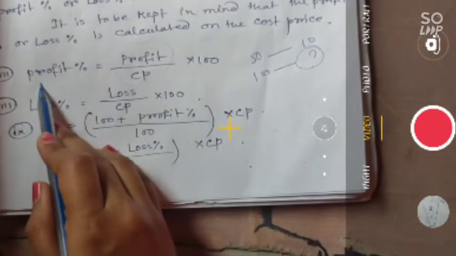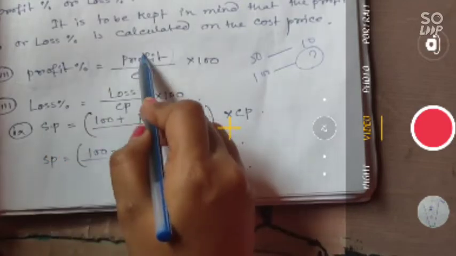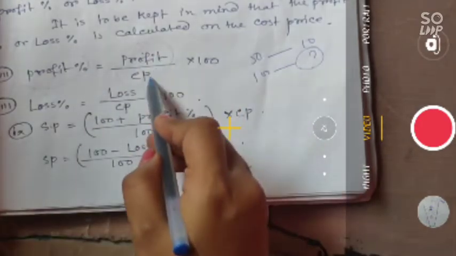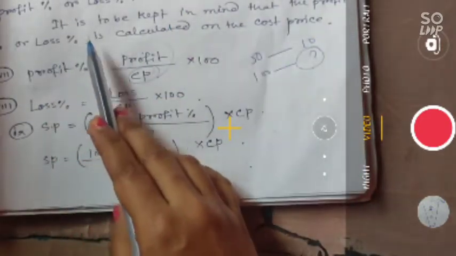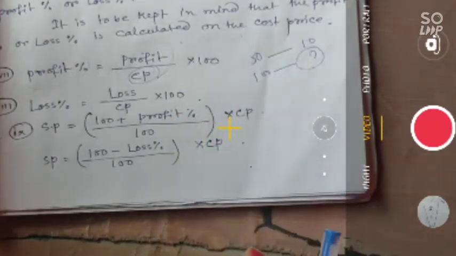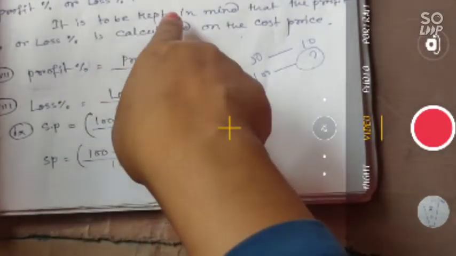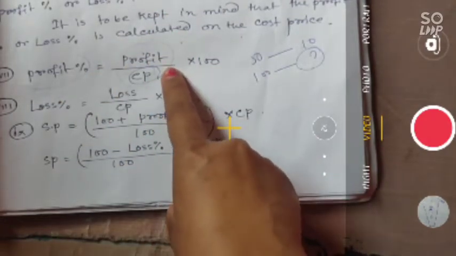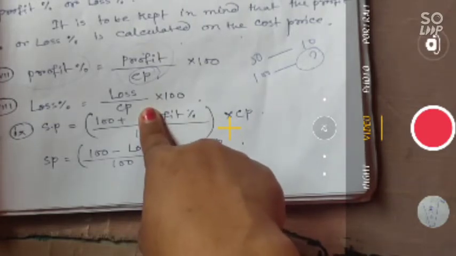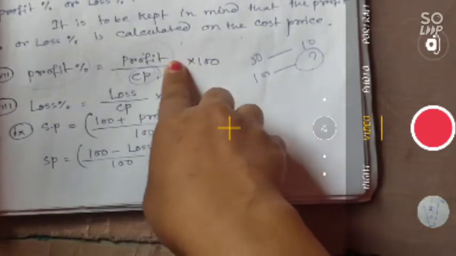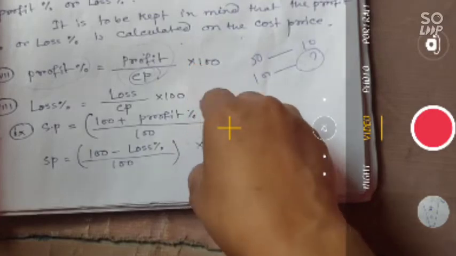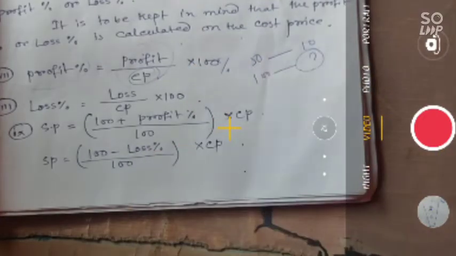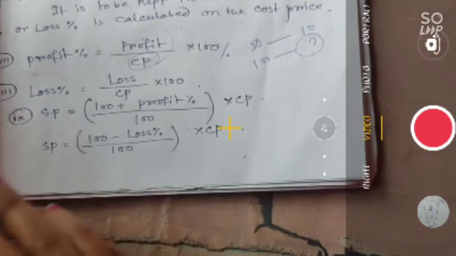So how can you find the profit percent? Profit by CP, below here the denominator will be CP, because I have told you that profit percent or loss percent is calculated on the cost price. We will always calculate profit percent or loss percent on the cost price. So what will always be in the denominator? CP or SP? CP. So profit percent will be profit by CP into 100%.